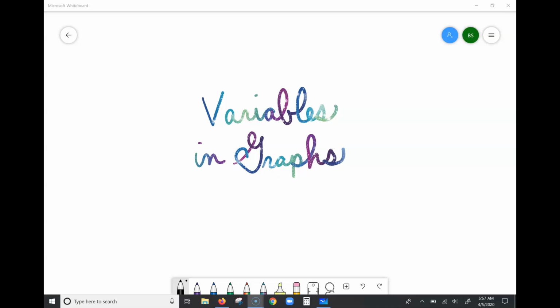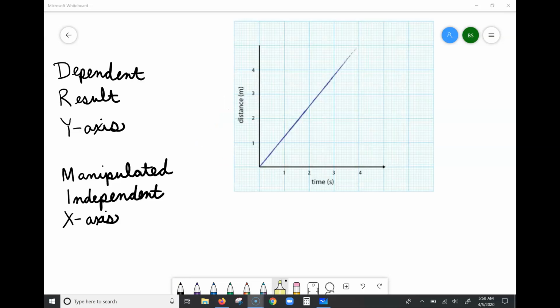Today we're going to discuss variables and graphs. Remember, in science it is key to communicate effectively, and so there are some really important rules that we need to follow, and scientists follow, when making graphs to display their data from experiments.